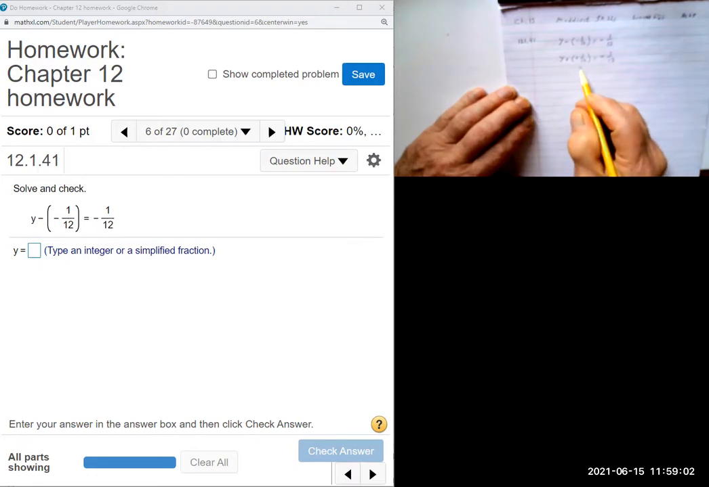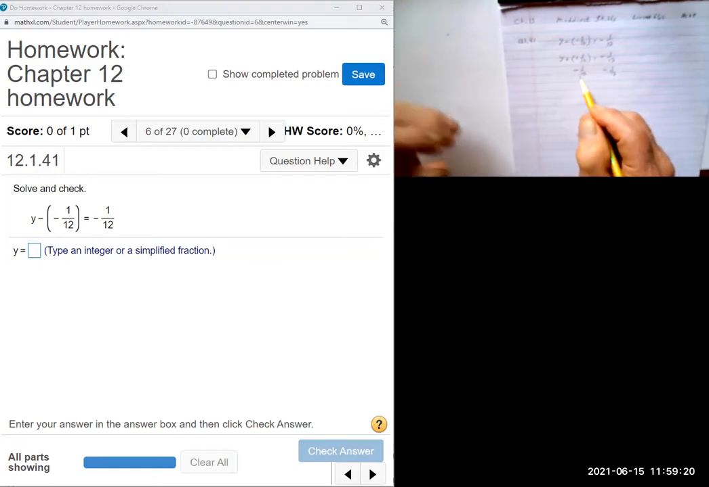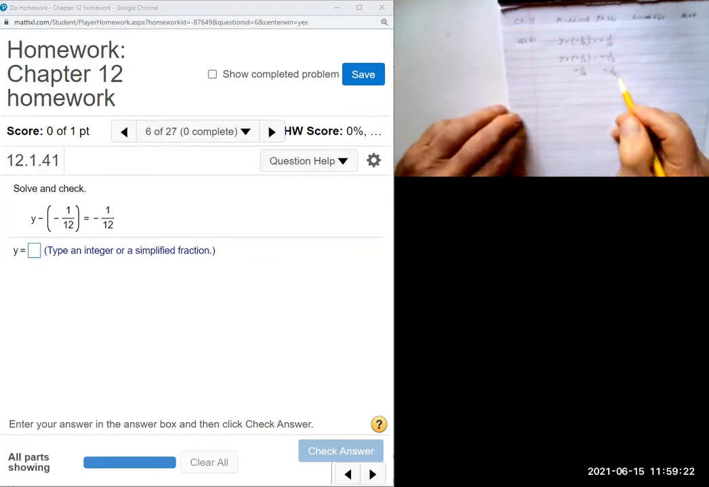To solve the equation, we need to remove the 1/12 from the left. We can do that by subtracting 1/12 on the left, and we subtract 1/12 on the right. Notice when we subtract the 1/12 on the left, the 1/12s are gone. That's like just picking it up and dropping it on the other side. And when you drop it on the other side, it's the opposite of what we started with. So we have y equals a negative 1/12 and a negative 1/12.